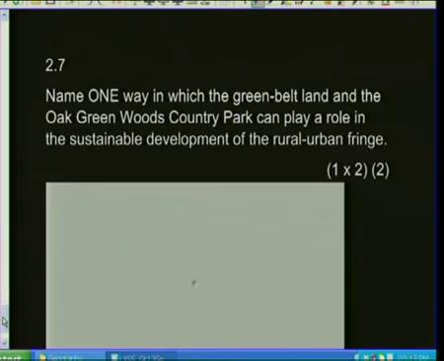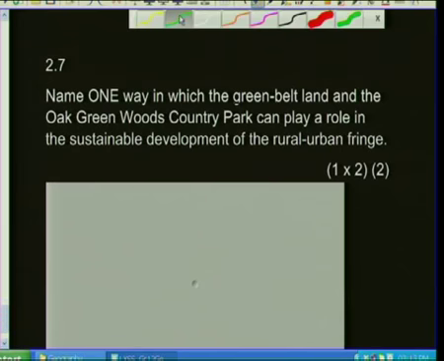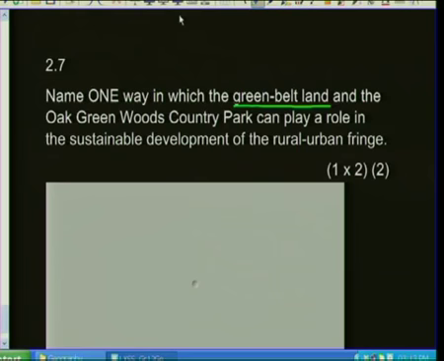2.7 says, name one way in which the greenbelt land that we've just been talking about and the Oak Green Woods Country Park can play a role in the sustainable development of the rural-urban fringe. Now, if you remember in your notes, sustainable development refers to economic development, that's money for all of us humans, but not at the expense of the environment. It's a program that will allow the environment to thrive as well as our economic well-being.